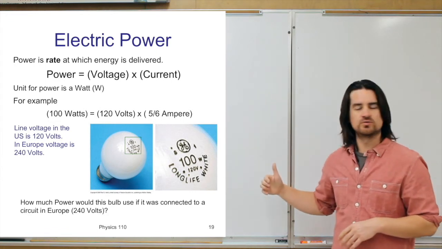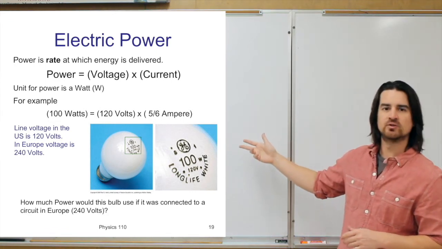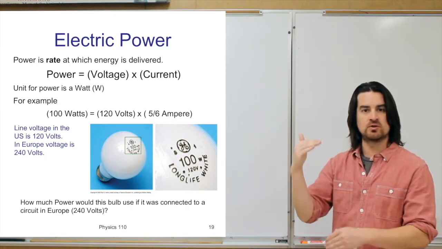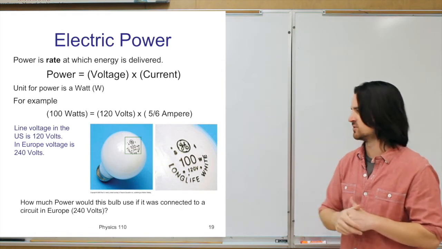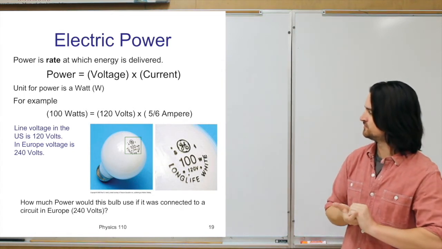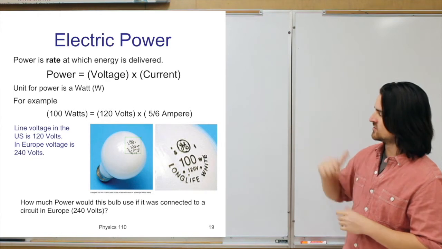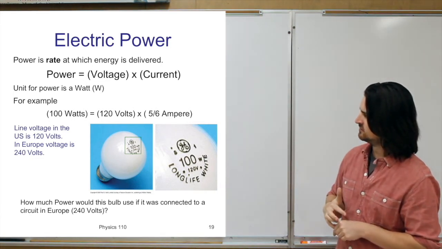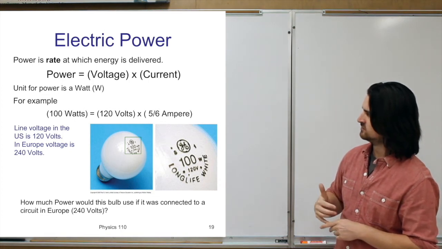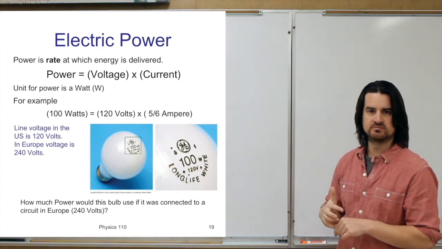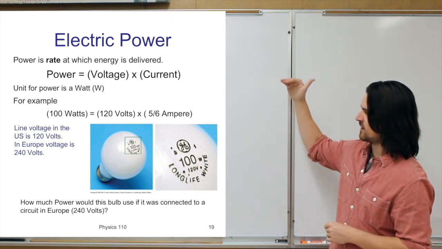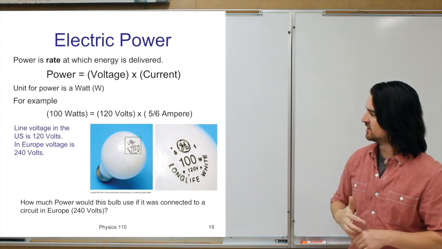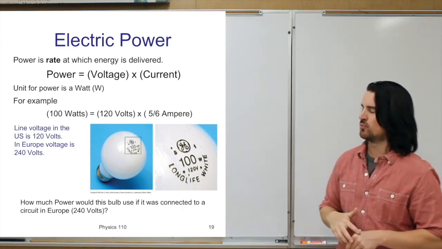And so if you were to connect this light bulb to a European circuit, where in Europe their voltage standard is 240 volts, so twice what our voltage standard is here, if you connect it there, that's double the voltage. Turns out you get half the current flow. You're dividing the power. It wants to sustain that 100 watts of power. You divide it by 240 volts, and you get about 0.4 amps.